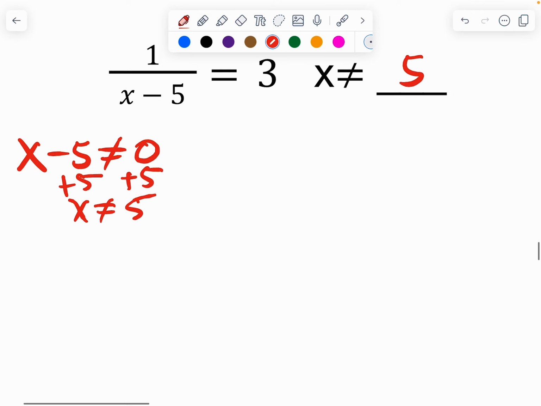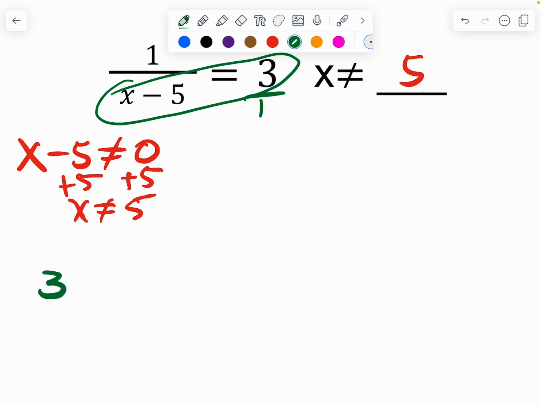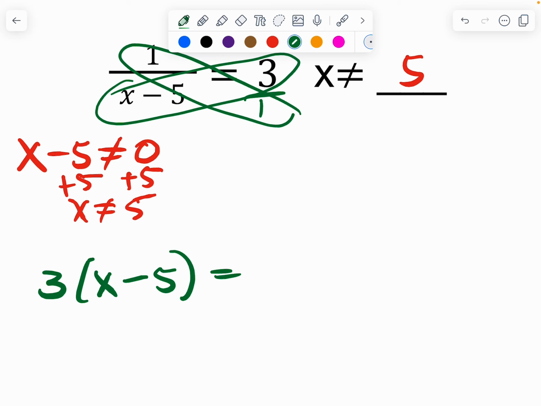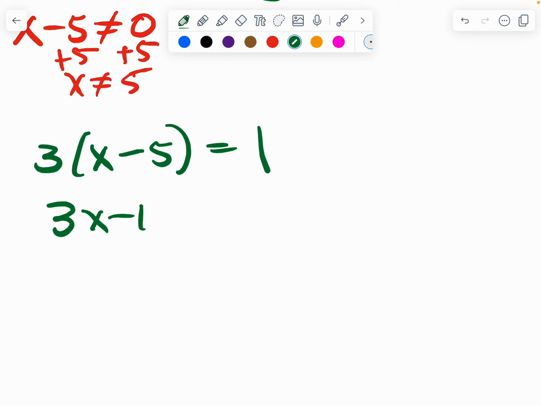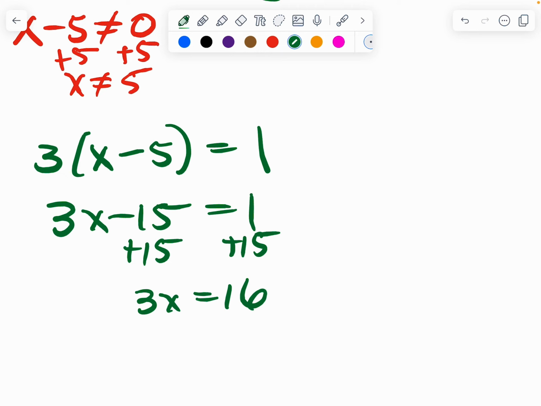Okay. So let's do this problem. Remember, this is over 1. If I multiply this way, 3 times the quantity x minus 5 equals this direction, I get 1. So 3x minus 15 equals 1. Add 15. 3x equals 16. Divide by 3 and get x equals 16 over 3.